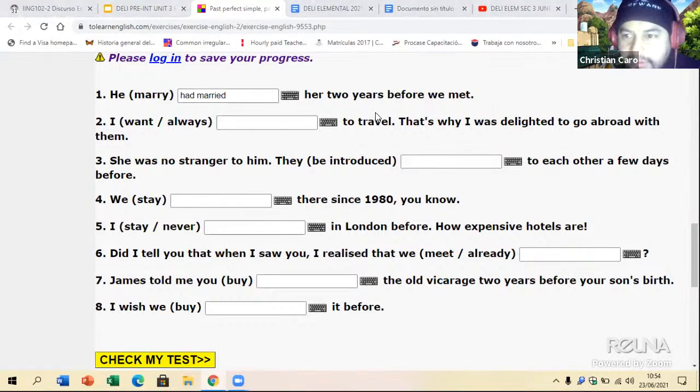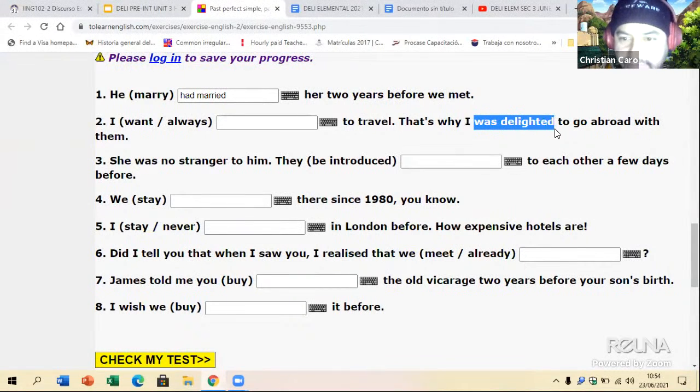Let's continue. As you do exercises you understand more. Number 2 says want always. And whenever there is an always or a never, any frequency adverb, always remember that it goes in the middle of the verbs, between the auxiliary verb and the main verb. Okay, then, to travel. That's why I was delighted to go abroad with them. Here it has to be a past perfect, simple or continuous, because this part is already in the past.